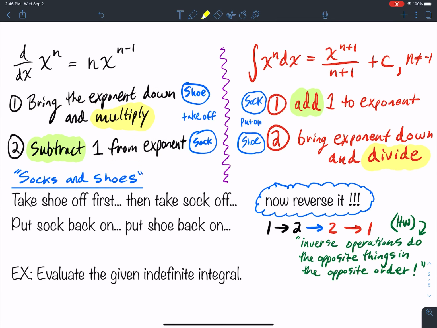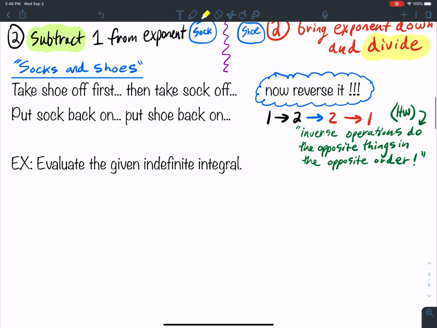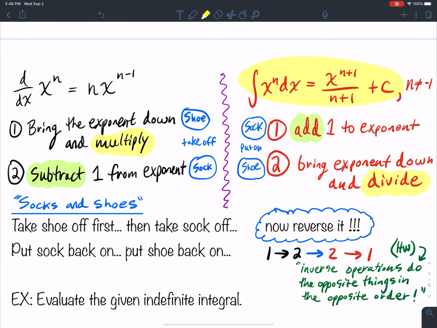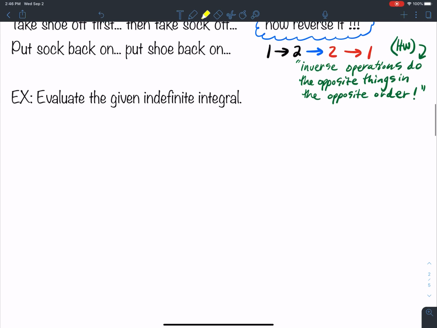Okay? So I want to use this formula here. If you can't remember anything else, just memorize this formula right here. This is what you need to know, right? So I'm given the indefinite integral of x squared dx, and I want to integrate this.